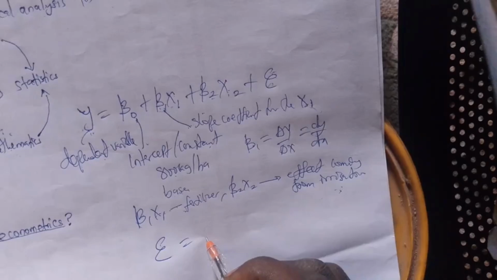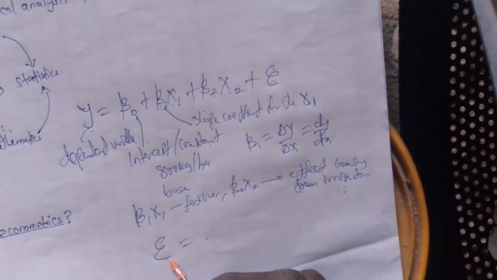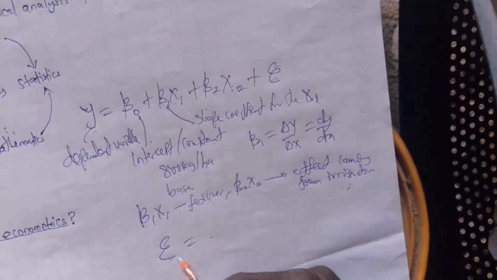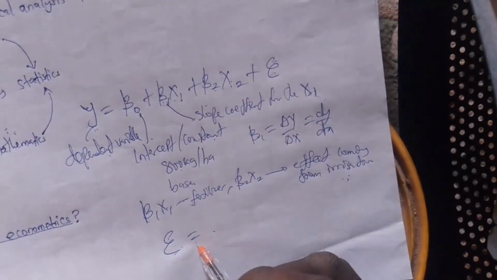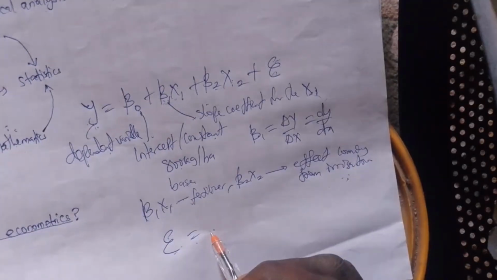This error term or disturbance term captures everything we didn't include in the model. Things like differences in soil quality, farmer experience, pest attack, rainfall variation, etc. Without this error term, the model will assume a perfect prediction, but real life is never perfect. So that's why we add the random error.